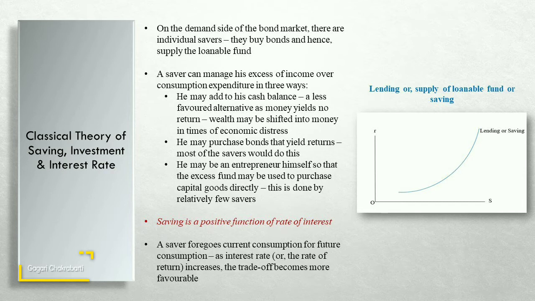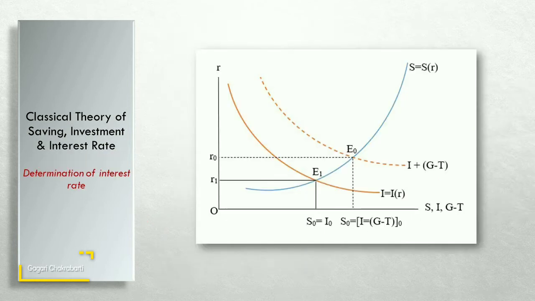In the diagram, the saving function or the lending function or the supply of loanable fund is drawn. So on the vertical axis we show the rate of interest, on the horizontal axis we show the saving, and the saving function is depicted as some upward rising function. Let us now consider the determination of interest rate in the classical model. Interest rate in the classical model is determined by the interaction of saving and investment, and it is determined in the market for loanable funds.